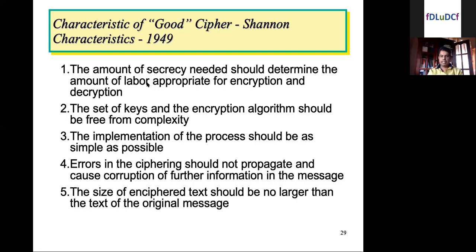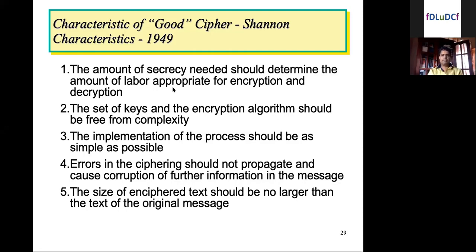His statement is correct even today. Today we refer to computer power. We say the safety of the algorithm is the amount of computer power required for this kind of encryption and decryption. Then, Shannon says the encryption algorithm and the decryption algorithm should be free from complexity. He said this in the 1940s because at that time encryption and decryption were handled manually. But still that is valid because if the algorithm gets complex, when you want to program it, it gets complex too. We still prefer to have a simple algorithm rather than a complex one.